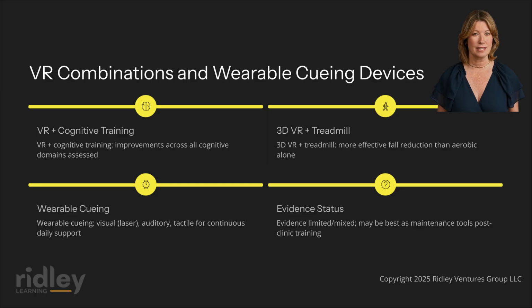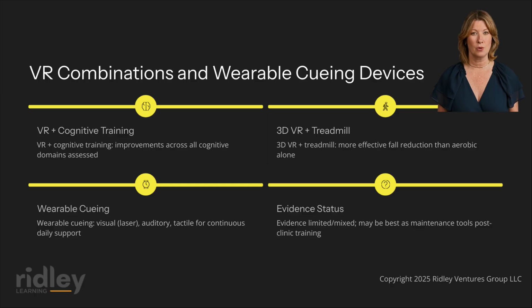These devices may deliver visual cues via laser projection from shoes, belts, or walking aids, auditory cues via embedded speakers or earphones, or tactile cues via vibrotactile stimulators worn on the body. The potential advantage of wearable devices is extension of cueing benefits beyond the therapy session into daily life, where freezing of gait and gait impairment most significantly impact function and safety.